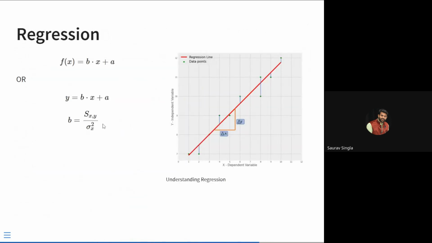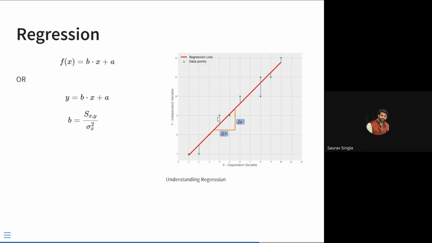So this is the formula for calculating B. So why did this formula come up? This formula came from the very definition of regression, that is, we are obtaining the coefficient by minimizing the square of error. This is the error, basically. The distance between the point and the line is the error.